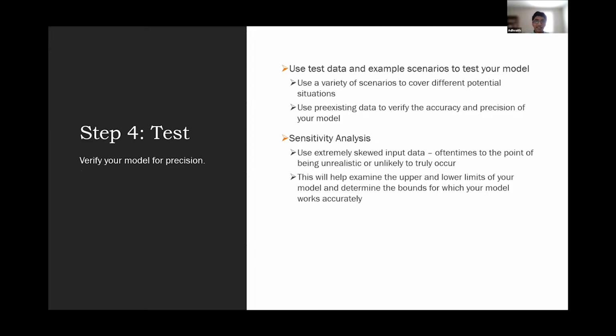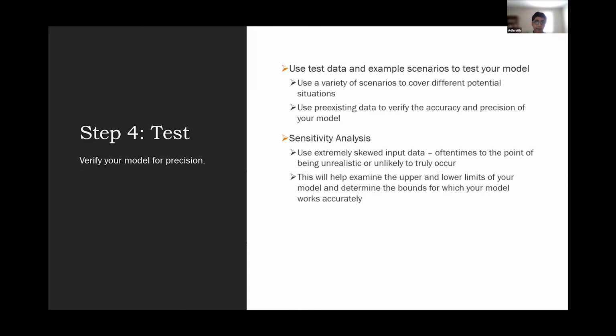The fourth step is to test. So we verify the model with pre-existing data again at this point, make sure that it's precise, accurate, and telling the story that the data says. And then we run a sensitivity analysis. A sensitivity analysis is simply using test data that's on the extreme ends of the range.